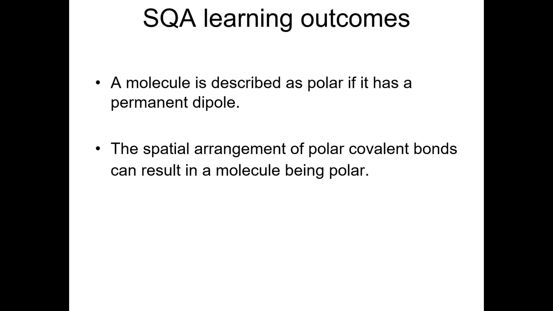So these are the SQA learning outcomes that we're going to cover today. The first one is a molecule is described as polar if it has a permanent dipole, and the second one is the spatial or 3D arrangement of polar covalent bonds can result in a molecule being polar.